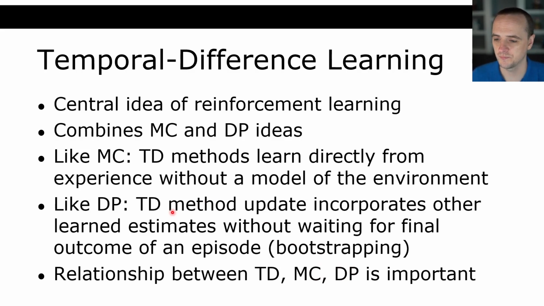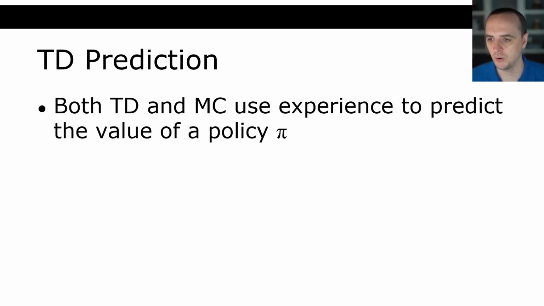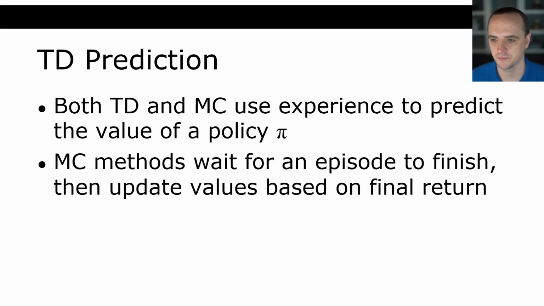So essentially, temporal difference learning takes the good part of dynamic programming, which is incorporating value estimates of your neighboring states, with the good part of Monte Carlo, which is learning through experience without needing a model. So it takes the good parts from both. Temporal difference prediction: both temporal difference learning, which I'll just call TD from now on, and MC use experience to predict the value of a policy pi.